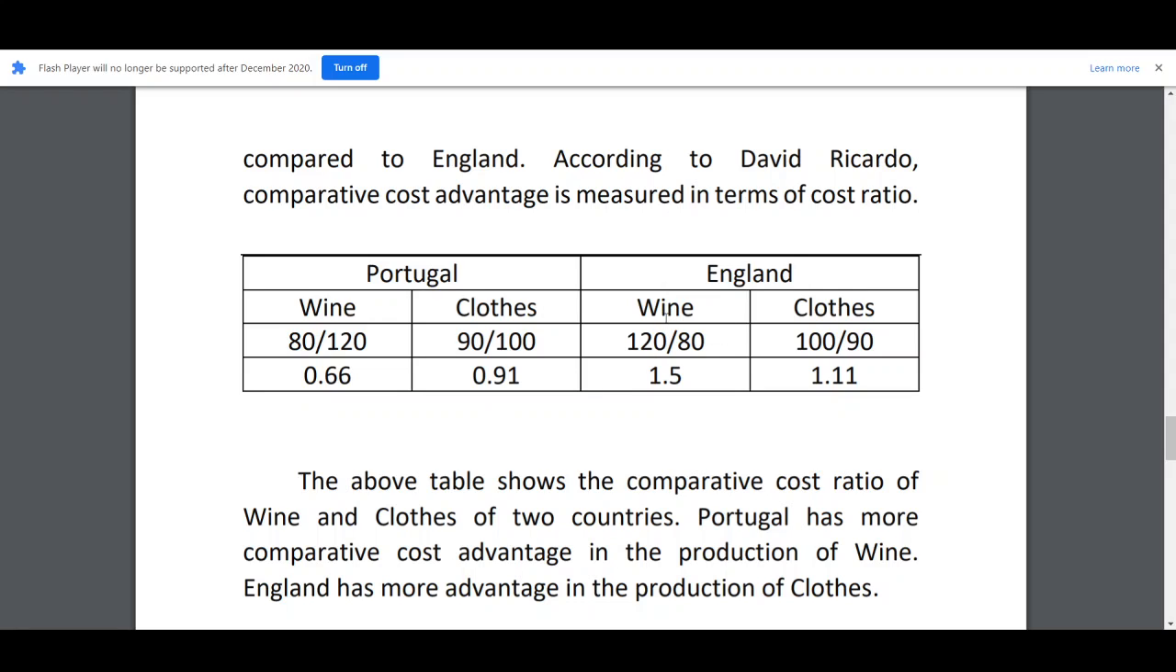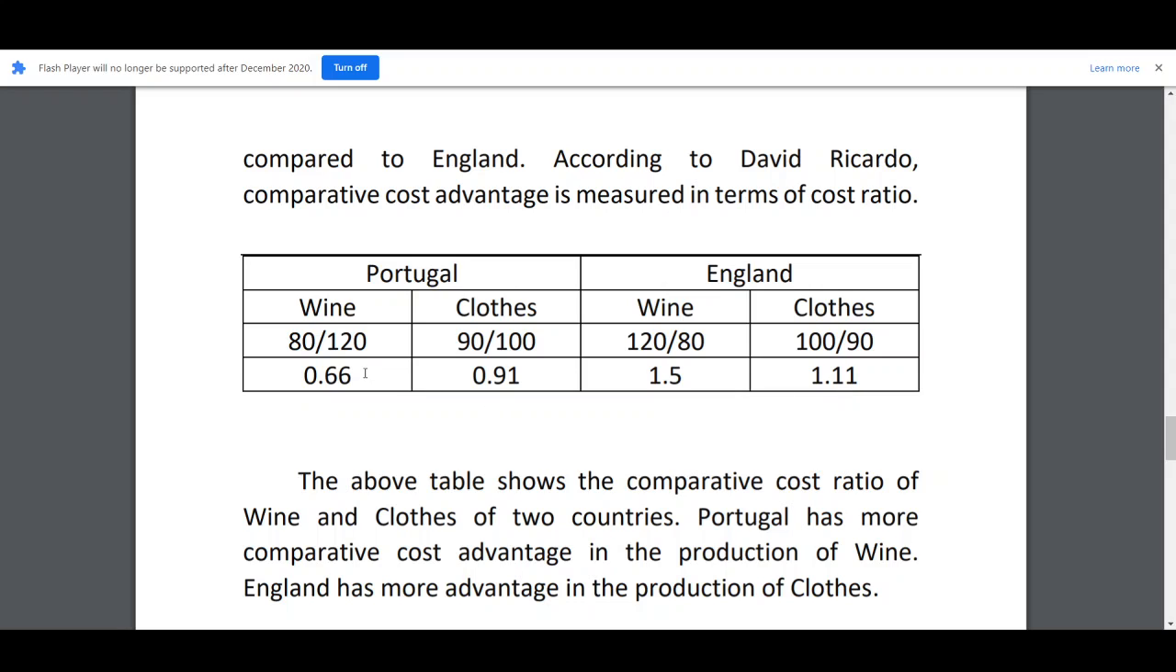Now, in the case of England, just the opposite. In the case of wine, 120 labor hours divided by 80 labor hours of Portugal, and we will get 1.5 cost ratio. And for cloth, 100 units of England's labor hours and 90 in the case of Portugal. So what are we getting? 100 divided by 90 and we are getting 1.11.